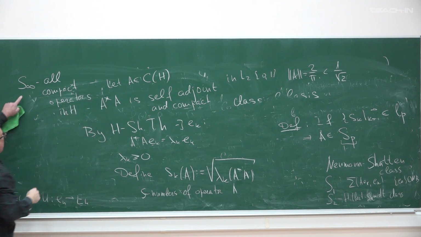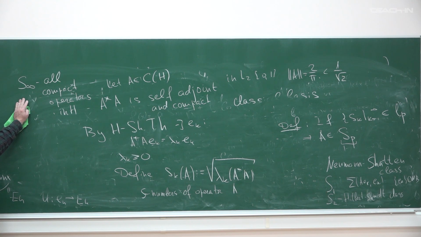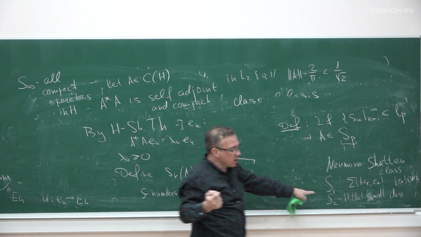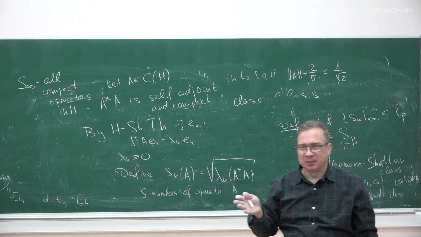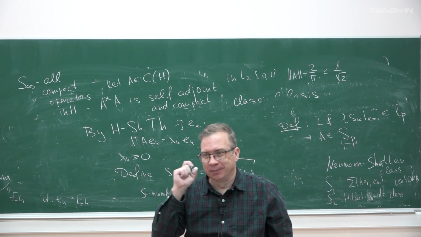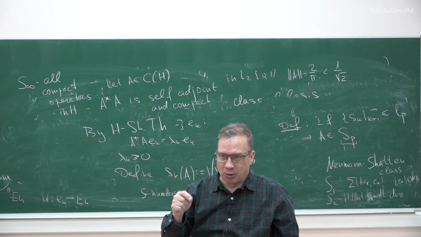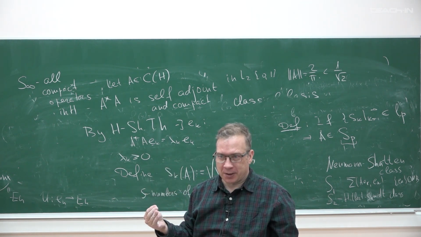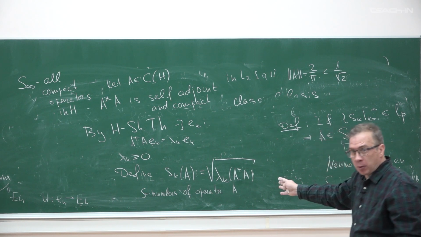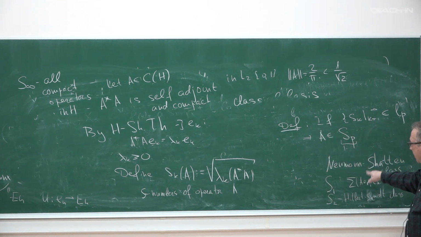Do you remember that we proved that all compact operators in Hilbert space form a two-sided ideal? These classes S1, S2, etc., S_p, are ideals too. But they are not closed. If you try to find the closure, you obtain all compact operators. So it is some classification inside the compact operators.